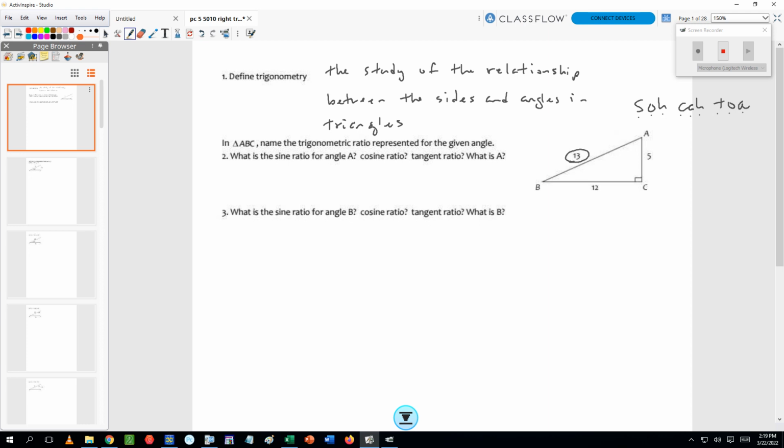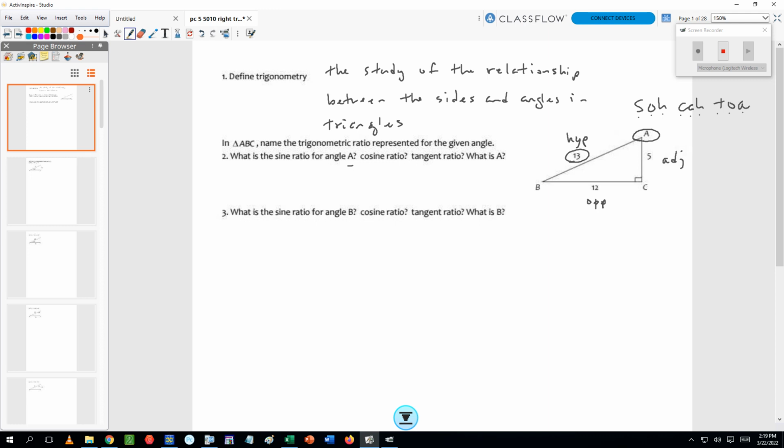The 13 is always going to be your hypotenuse for this drawing, but opposite and adjacent depends on your point of view. So if we're talking about angle A here, the 12 down here is your opposite, and the 5 right here is your adjacent. The 13 is your hypotenuse.